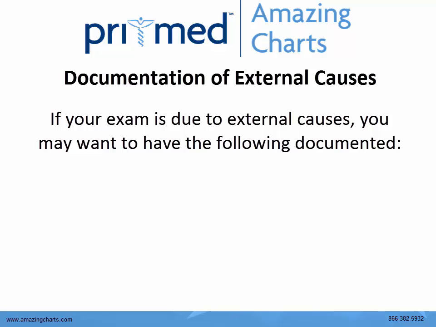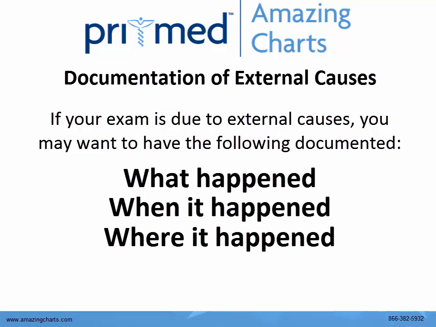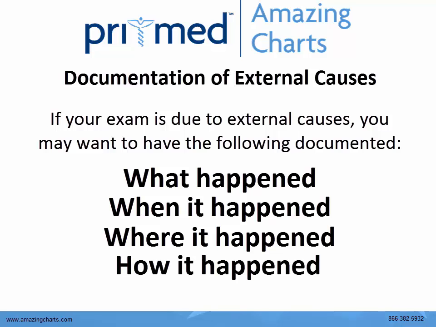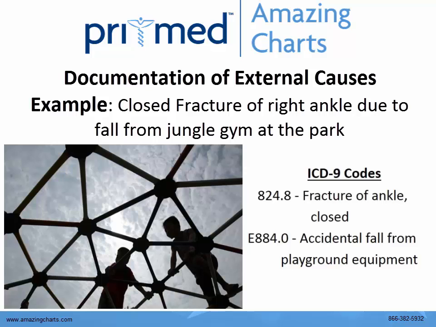If your exam is due to external causes, then you may want to have the following documented: what happened, when it happened, where it happened, and how it happened. For example, a patient that has a closed fracture of the right ankle due to a fall from a jungle gym at the park. With ICD-9, you add 2 codes that you would use: 824.58 for the fracture of the ankle, closed, and E884.0 for accidental fall from playground equipment.